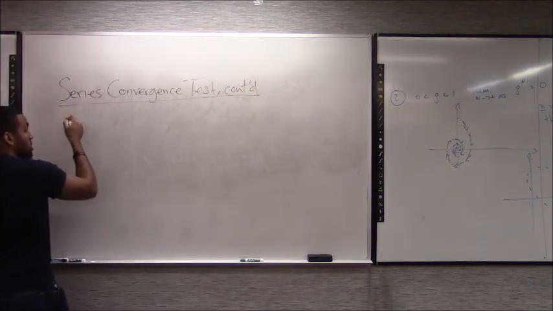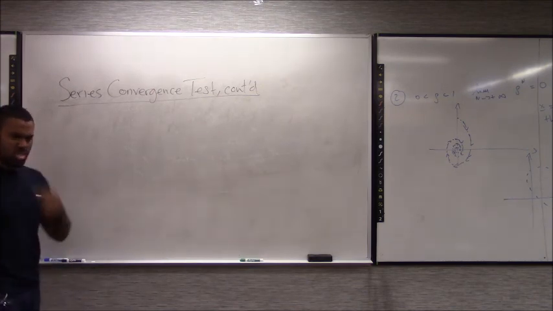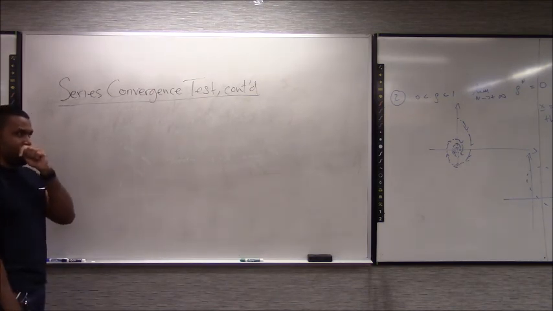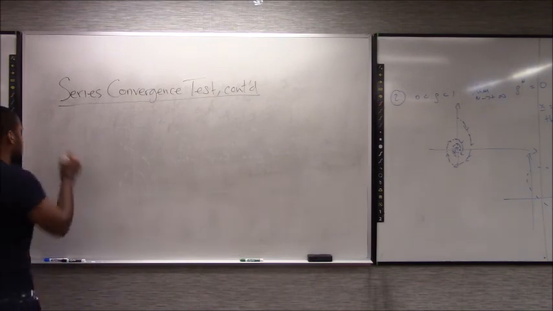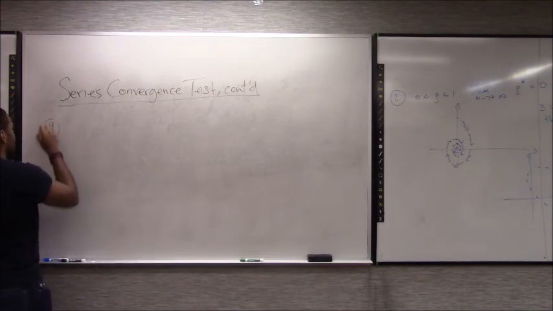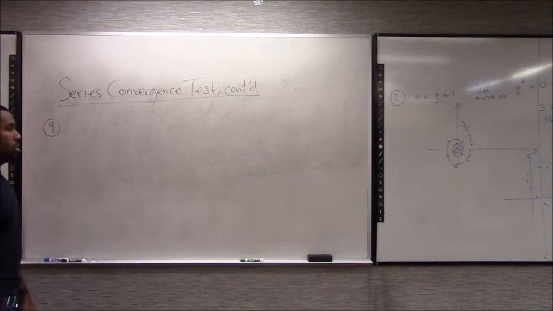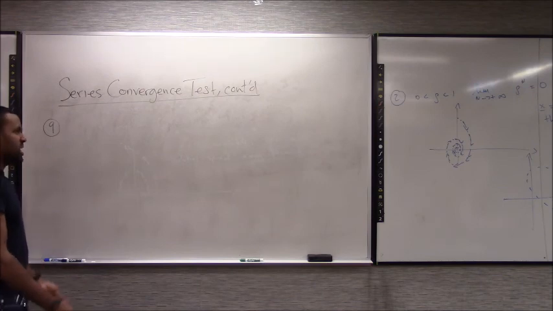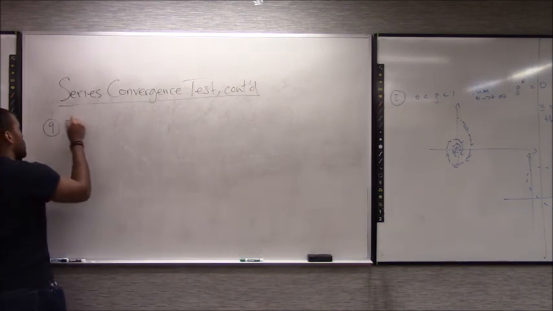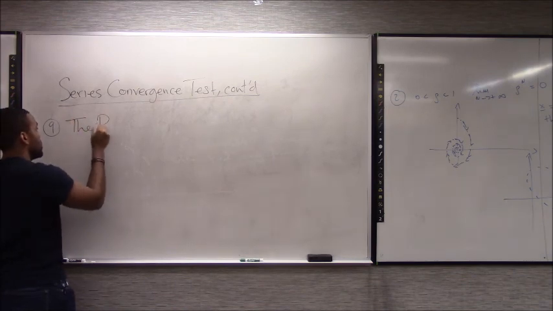What number are we on? Is it 10, 9? Huh? 9, we're on 9, so we know about 9 tests. 10 if you count the telescoping series, but that's not really a test, it's just like a calculation trick. The last test I want to talk about is something called the root test.